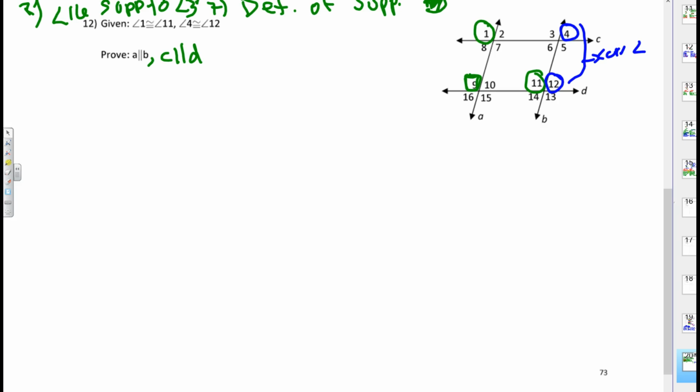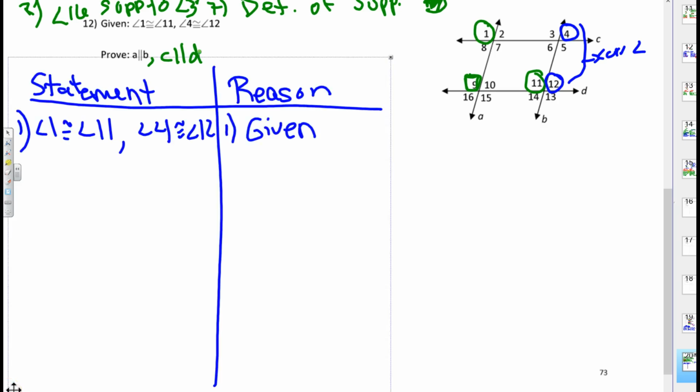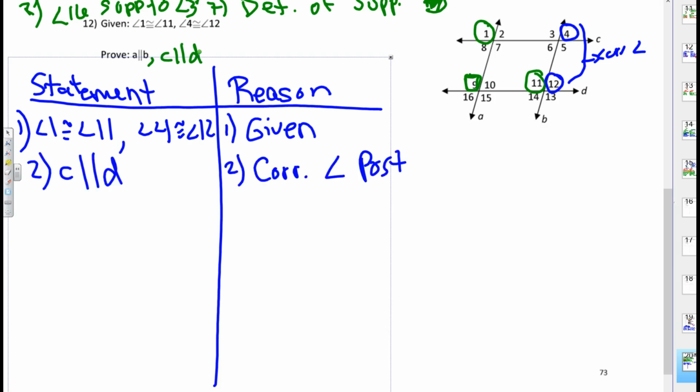But let's go ahead and set up for our proof. So we've got our good setup, and now the first thing I want to do is go ahead and use the thing you're given to make some lines parallel, because I really can't do anything until I have a pair of parallel lines. Well, if 4 is congruent to 12, they're corresponding angles, so C must be parallel to D by the corresponding angle postulate. Notice, this is not the converse. It's not the converse. And because it's just the regular version, that's because we are proving a line to be parallel in this step. So we don't need to write the converse on this one.